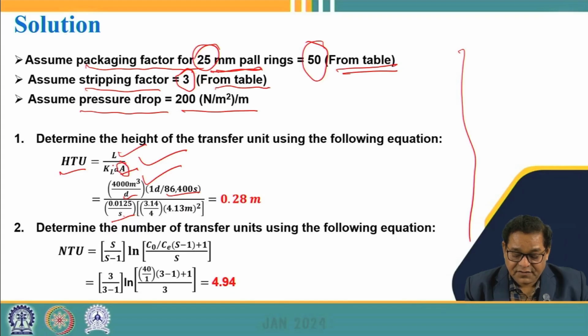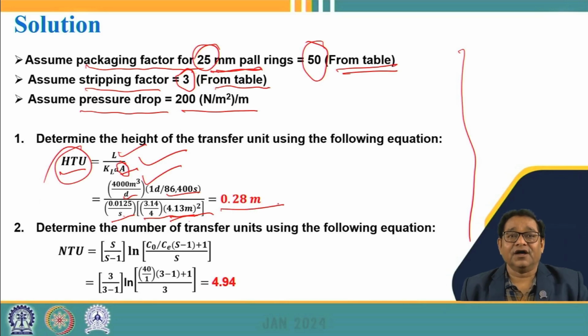Similarly, this is the cross-sectional area, where the diameter is given as 4.13 meters, so pi by 4 d square, and the square of 4.13 will give you the value of this HTU. By calculating this, the HTU value, which is the height of the transfer unit, comes equal to 0.028.